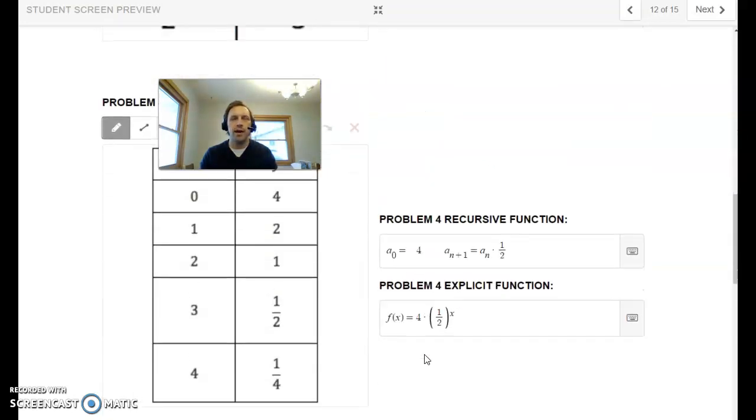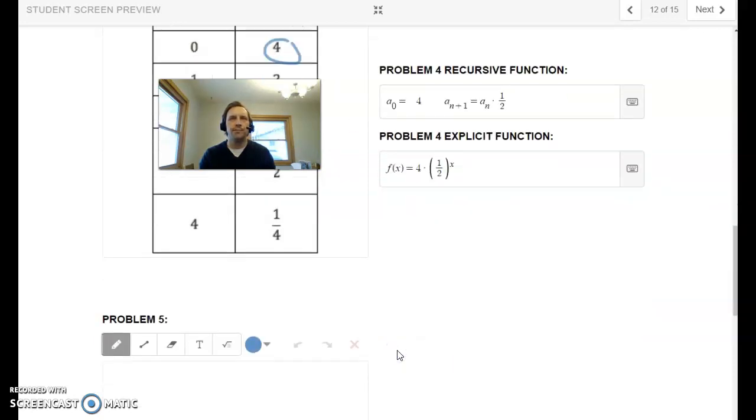Again, you can pause and go back and get that down. And then finally, well, there's 3 more left, right? A of 0 gives us 4, so that's right there. Oh, it shows up right there too, right? Our y-intercept shows up. We're multiplying by 1/2, so our explicit function's 1/2 to the x power.